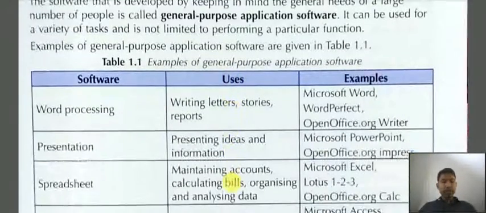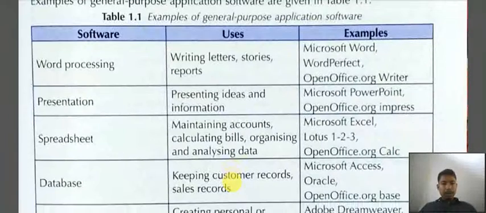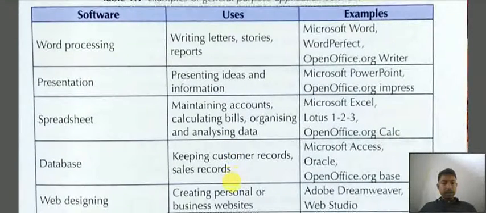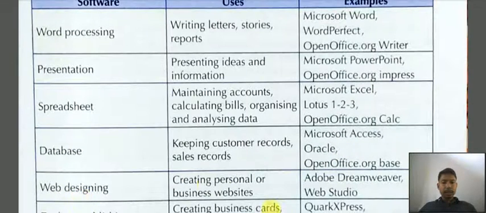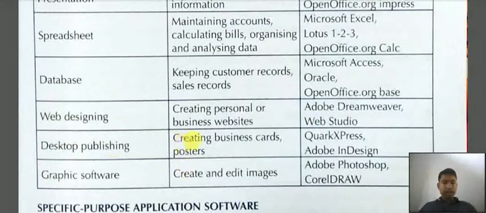The different types of general purpose application software are word processing software, presentation software like PowerPoint, spreadsheets like Excel, databases like Microsoft Access and Oracle, web design like Adobe Dreamweaver and Web Studio, then desktop publishing, such as Adobe InDesign, and graphics software like Adobe Photoshop. These are the different types of software that come under general purpose application software.